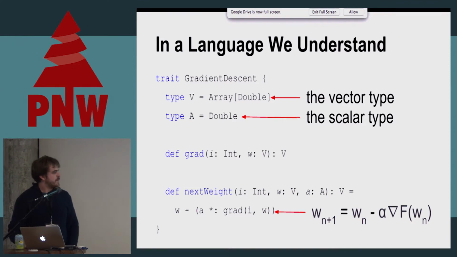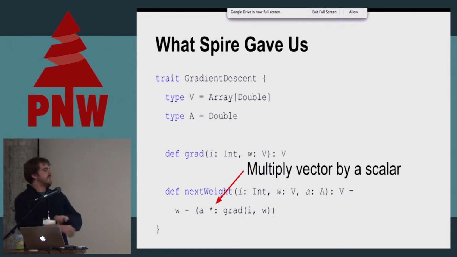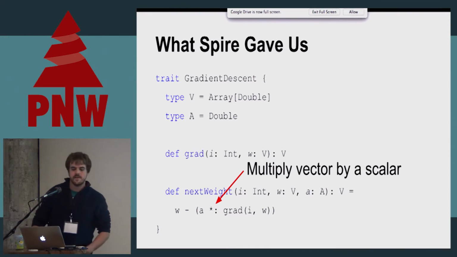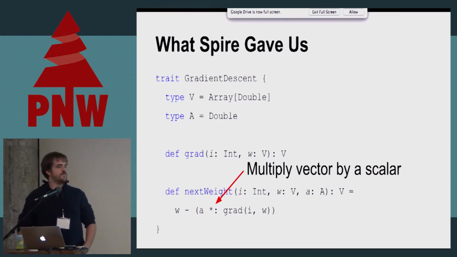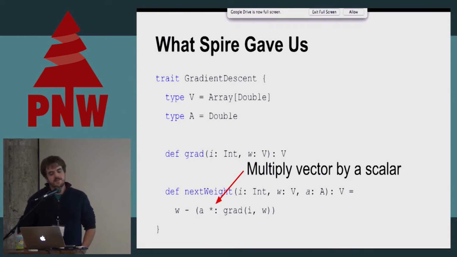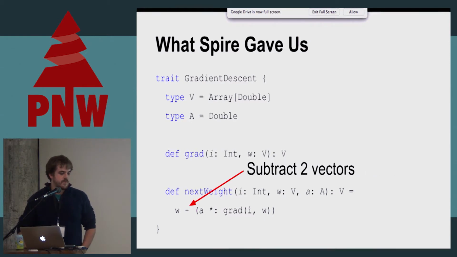You'll see here a little bit of Spire coming into this. We have this little operator, this star colon. This is Spire's scalar multiply operator. The gradient returns a vector, and we're multiplying it by the scale of the vector to get a new value. We also have a subtraction here, and we're subtracting two vectors, not two numbers. So these are just nice little operators. We're operating on arrays.